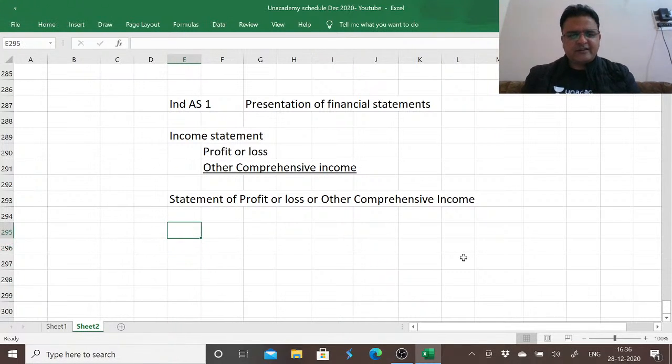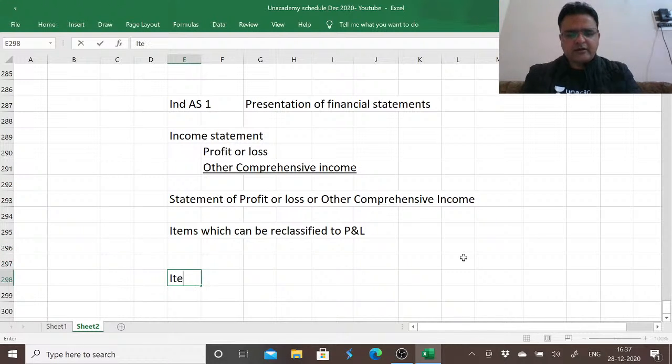So those items are classified into two categories. One is items which can be reclassified to P&L, and items which can never be reclassified to P&L.